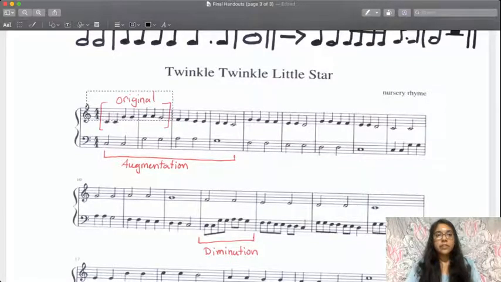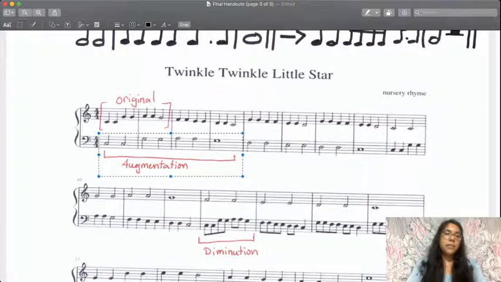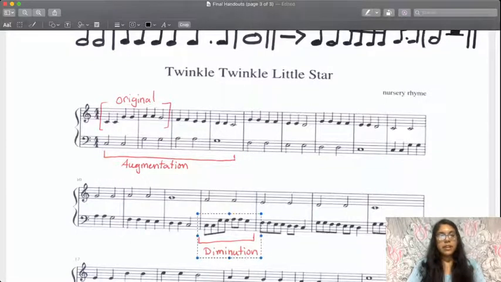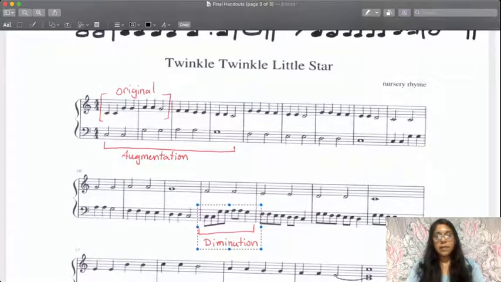So this is the original excerpt of the selection, right? They have quarter notes and then a half note. Augmentation, when you double the length, the same notes, C, C, G, G, A, G, becomes doubled in length. Diminution, it shortens in length. C, C, G, G, A, G. That's the selection.